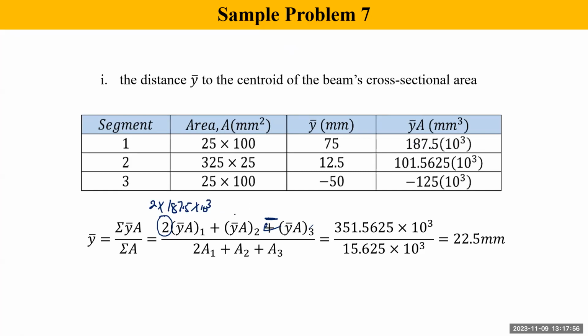Then this one would be plus 101.5625 times 10 to the 3, minus 125 times 10 to the 3. Right? And that's supposed to give you 356. Can you all work it out and confirm for me, please? I'll wait until you work it out. Confirm it for me, please. I'm waiting.